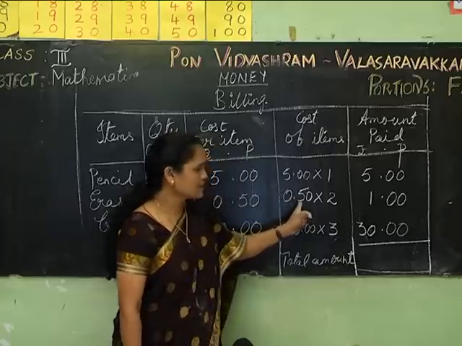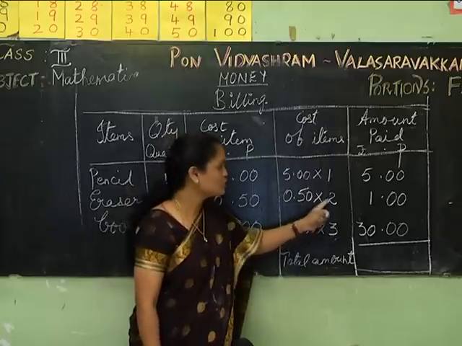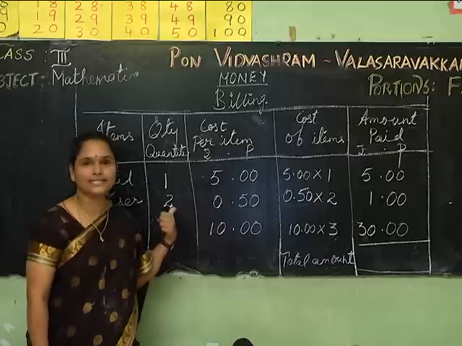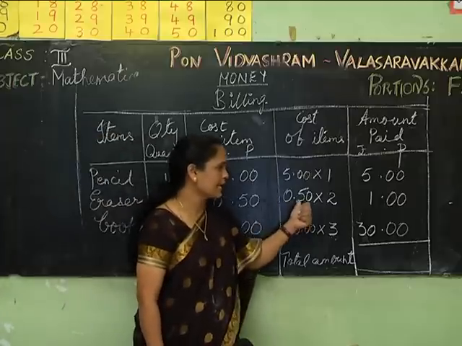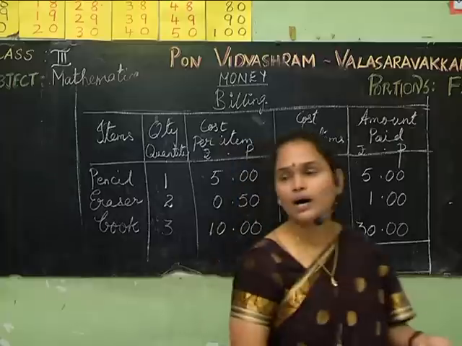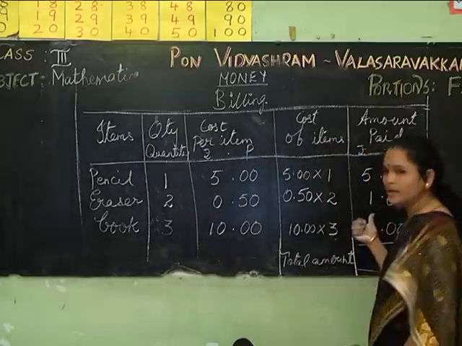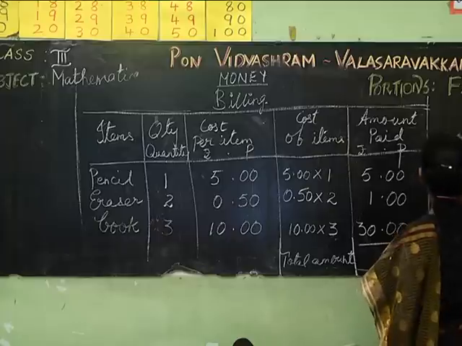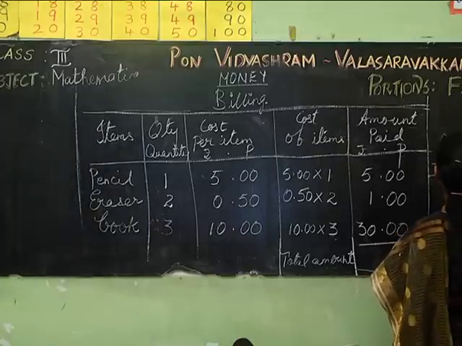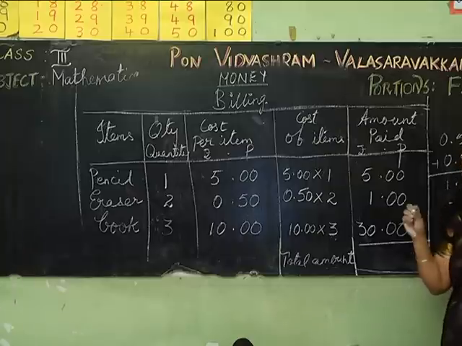One eraser costs 50 paise into 2. 2 is the quantity of erasers that you purchased. So 50 paise into 2 is 1 rupee. I'm sure you all know how you got this. 1 rupee, that is 50 paise plus 50 paise is 100 paise or 1 rupee.